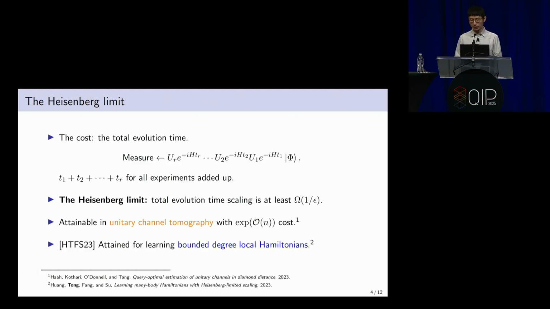The first work that attained this Heisenberg limit scaling in a scalable way, scalable in system size, was a work from 2023 by my co-authors and myself. What we did was attain this Heisenberg limit scaling for bounded degree local Hamiltonians, which is a slight generalization of geometrically local Hamiltonians. So then the question is, can we go beyond this assumption? There are many Hamiltonians out there that are not bounded degree local Hamiltonians.